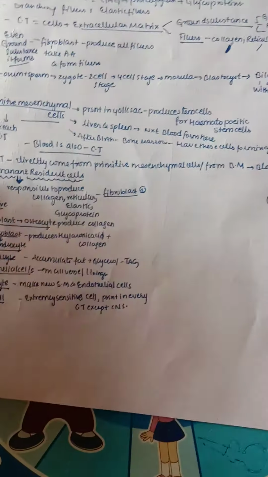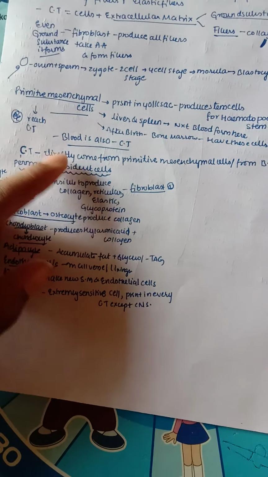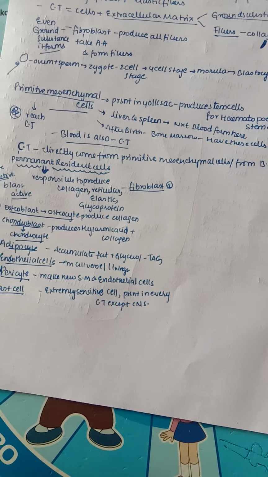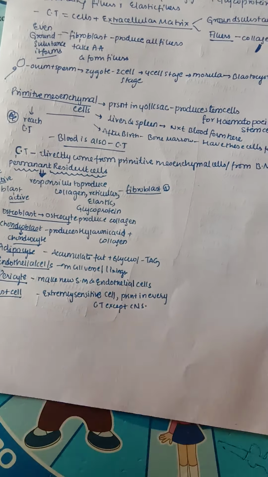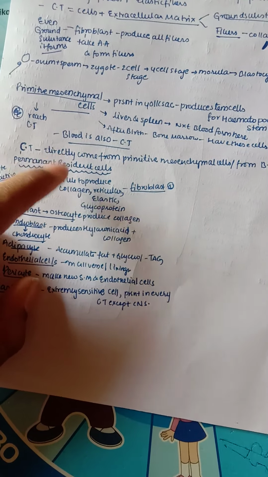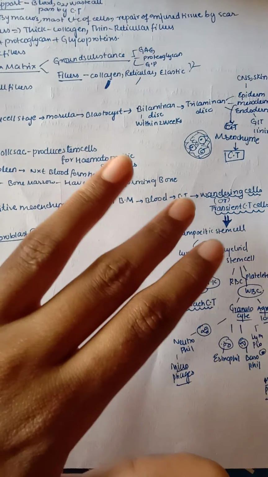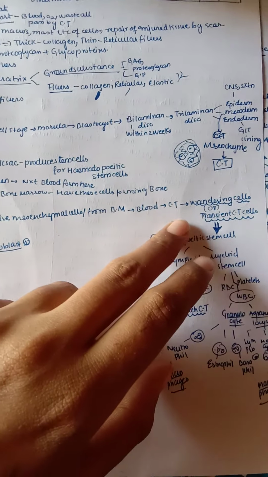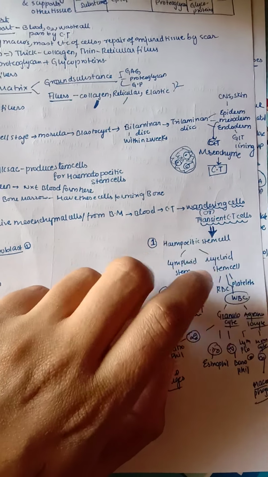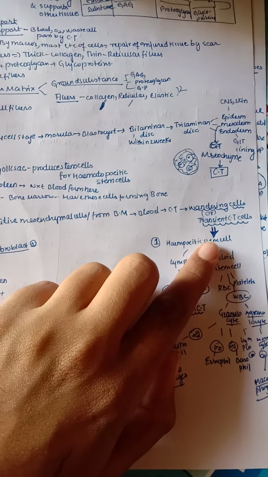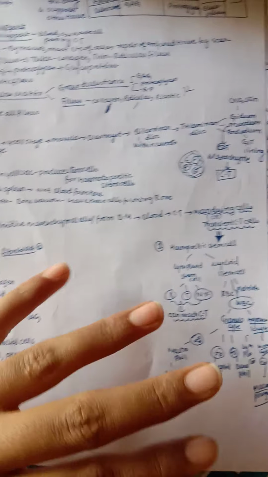So there are different names given. When the connective tissue comes directly from the primitive mesenchymal cell, then it is known as a permanent resident cell because it is directly coming. And if it is roaming here and there from bone marrow, blood, connective tissue, then it is known as wandering cells, or also known as transient connective tissue cells. So first let us understand these pathways, how our connective tissue is formed.